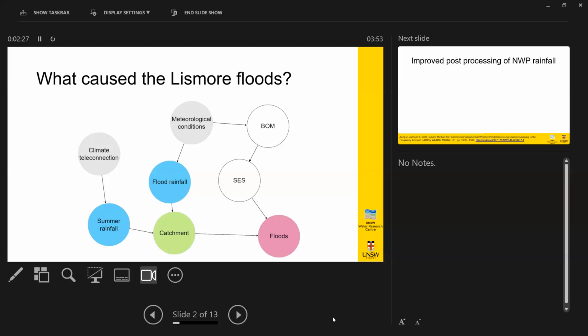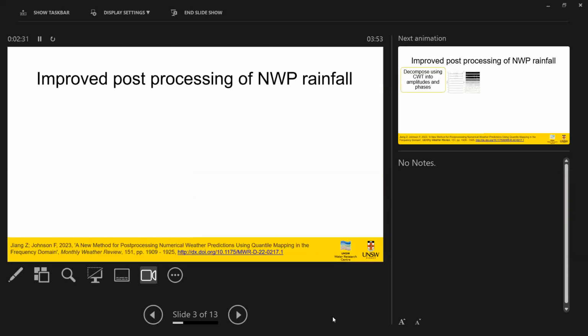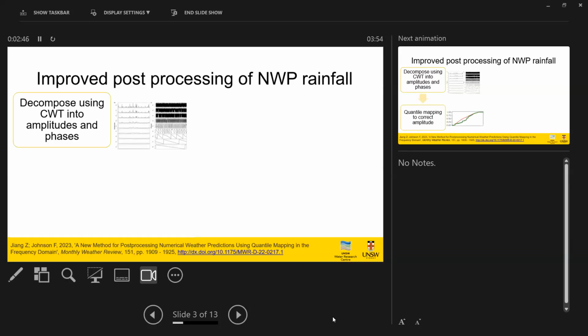So we've been doing some work looking at post-processing of numerical weather prediction rainfall as a way of trying to better relate the properties that we know are important as hydrologists into improving uncertainty in forecasts from rainfall. And so here we've been using some continuous wavelet transforms as a way of trying to correct the properties of the rainfall over a range of temporal scales.